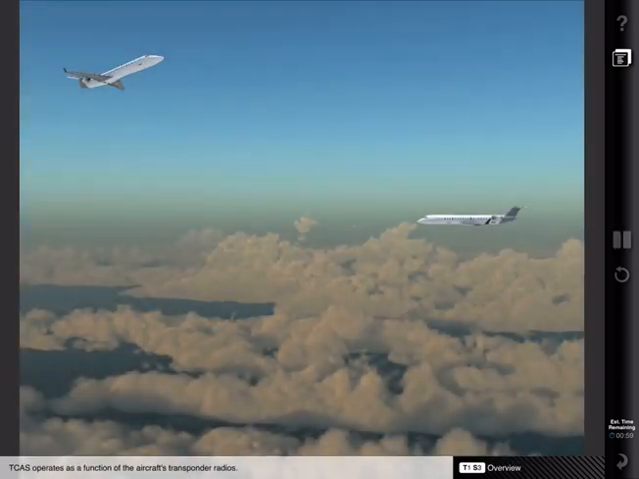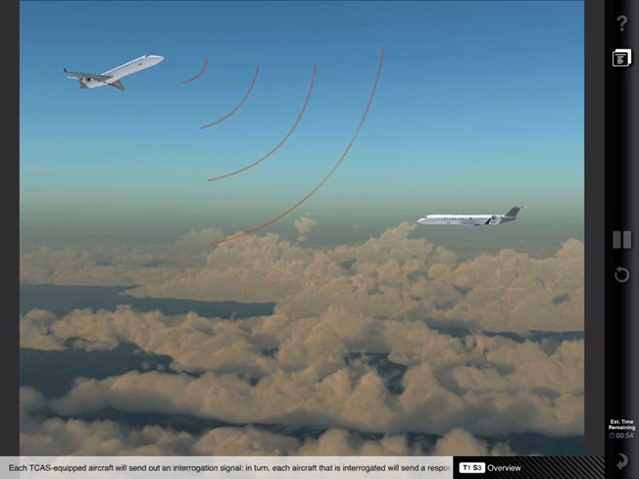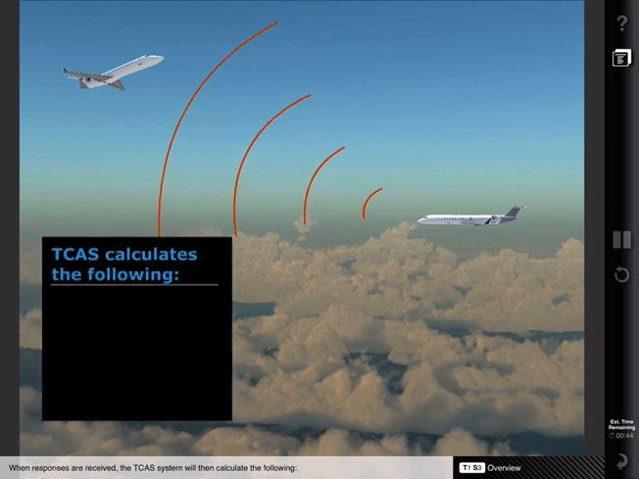TCAS operates as a function of the aircraft's transponder radios. Each TCAS-equipped aircraft will send out an interrogation signal. In turn, each aircraft that is interrogated will send a response signal. When responses are received, the TCAS system will then calculate the following.